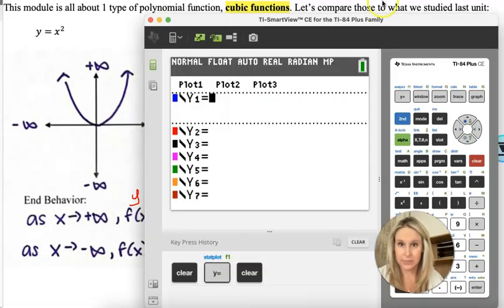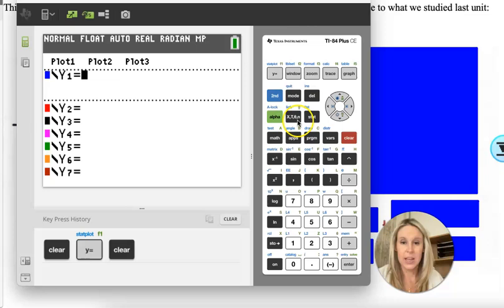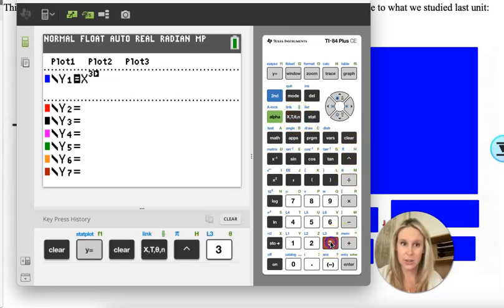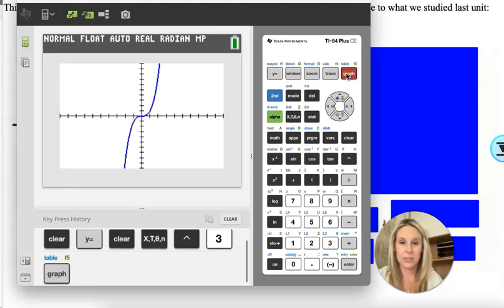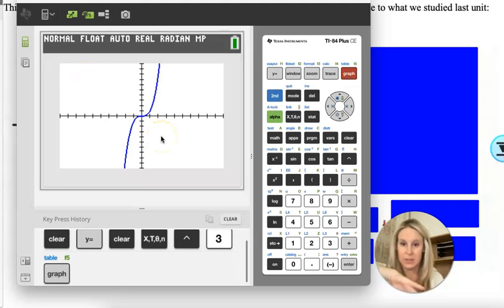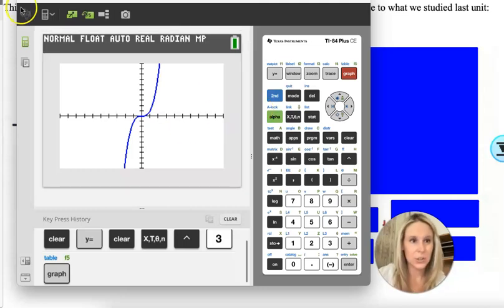Let's graph it. So in my calculator, if I go x and then raise it to the third power, that is a cubic. If I hit graph, it does this nice little snaky thing. So that is what a cubic looks like. It snakes up really high. So let's draw that on our paper.